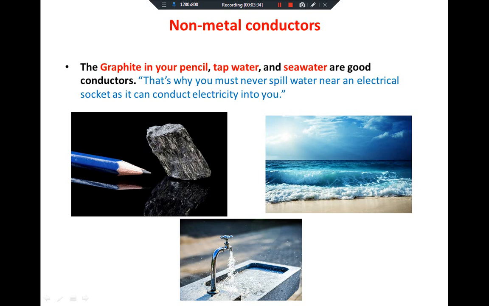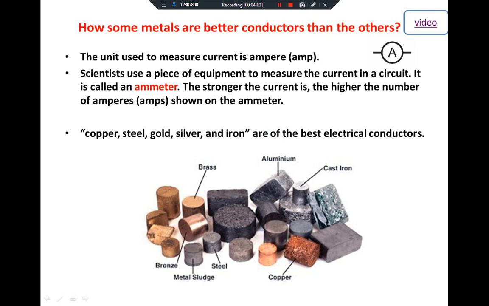Now we have some other conductors that are not mainly metal. They are either water or graphite. Graphite is used in the production of pencils. As you can see in the picture on your left, this is graphite, and it's used in the production of pencils. We also have seawater or tap water, which let electrical currents go through them. That's why you must never spill water near an electrical socket, as it can conduct electricity into you, which means you'll be facing electrical shock.